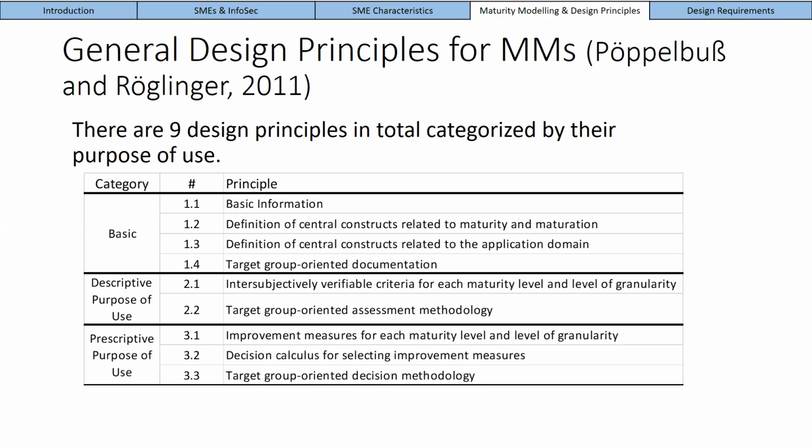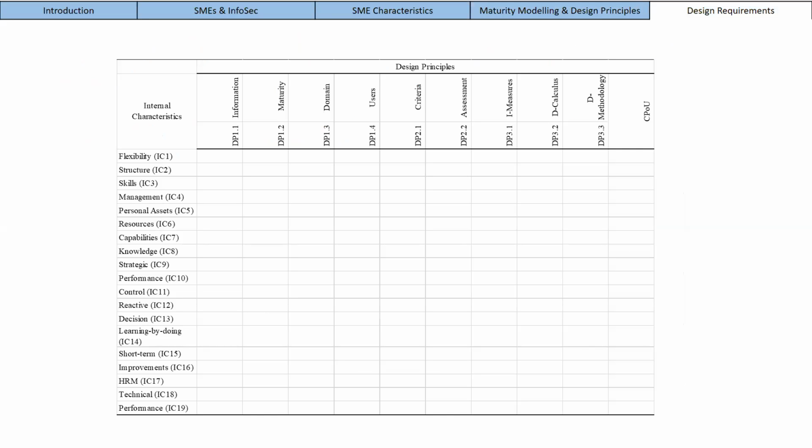So here are the general design principles proposed by Pöppelbuß and Röglinger. They propose 9 design principles in total, categorized by their purpose of use. We use these design principles, but the question is how can we map those design principles to the SME characteristics, and how can we derive the design requirements for the maturity models, information security maturity models for SMEs.